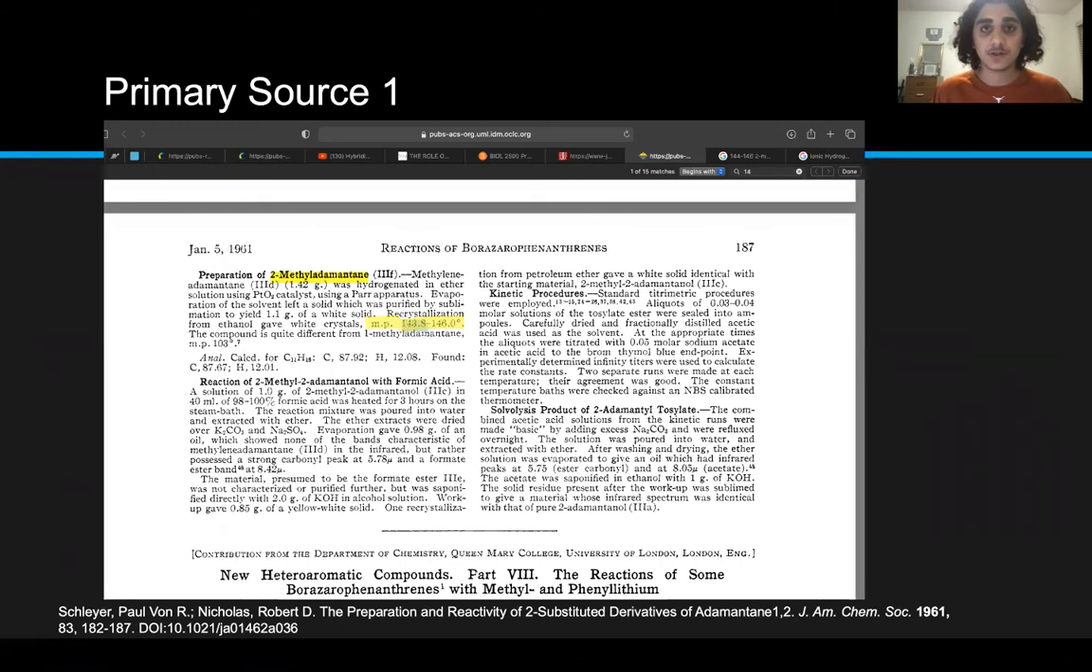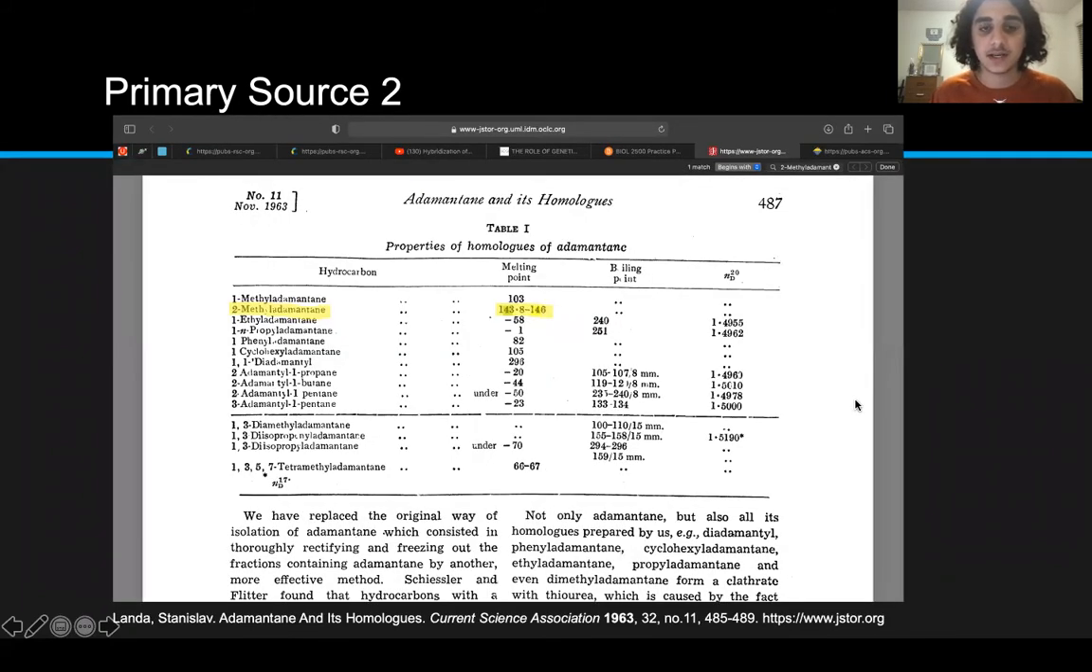My first primary source is a study journal article, and it's titled "The Preparation and Reactivity of Two Substituted Derivatives of Adamantane." And as you can see, the information is highlighted. My second primary source is another journal article. And a cool thing about this journal article is that it's from Czechoslovakia in 1963, which is no longer a country. So it's kind of cool that we're using a source from a country that no longer exists as a primary source.